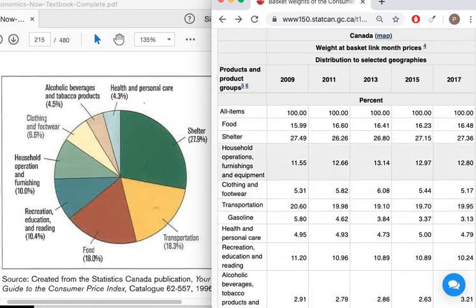Food was 18%, now it's 16.5%, etc., etc. Household operations and furnishings was 10%, now it is 12.8%, and that's a reasonably big increase. So this is what the CPI represents. You'll notice that it hasn't changed a heck of a lot.